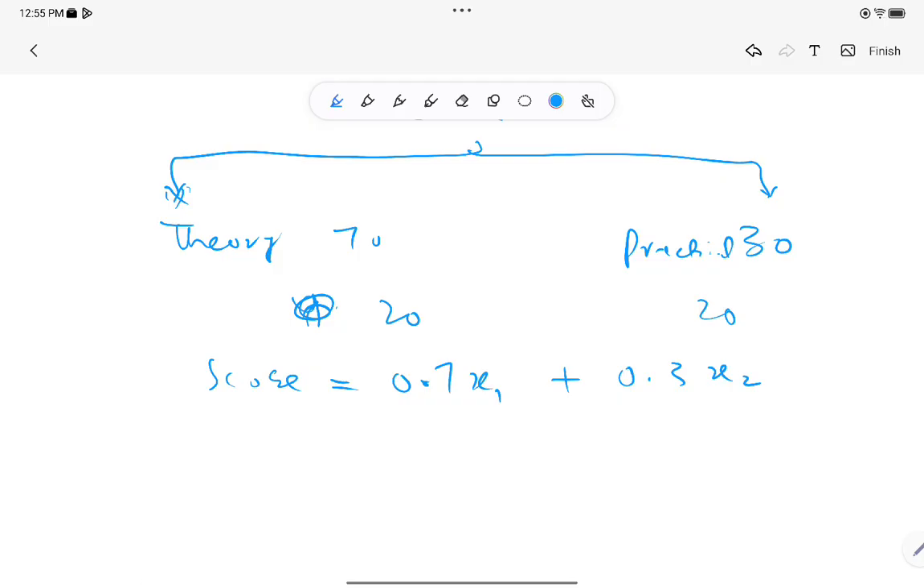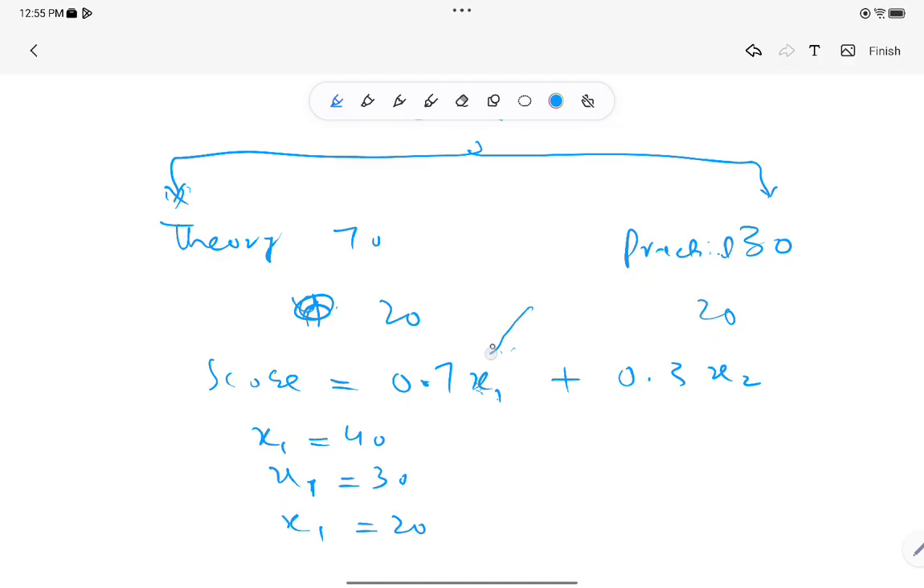What is this? Score of 0.7x1 and score of 0.3x2. I will tell you what it is. x1 is the marks obtained by different students. One student might have obtained 40 marks, another student might have obtained 30 marks, another student might have obtained say 20 marks in theory. So this x1 will be different for different students. Different students will obtain different marks in theory.